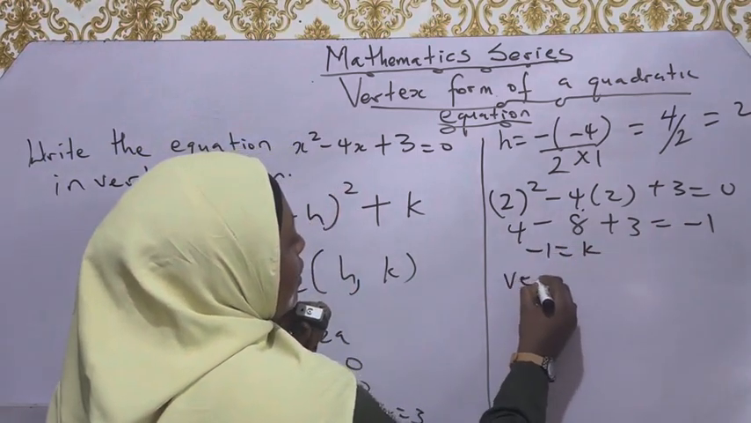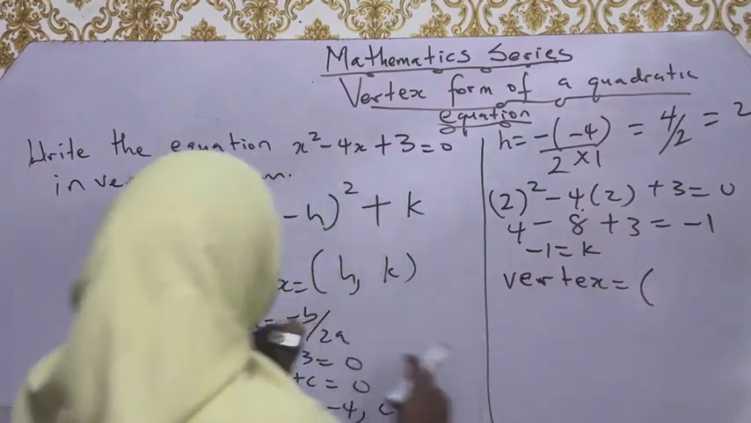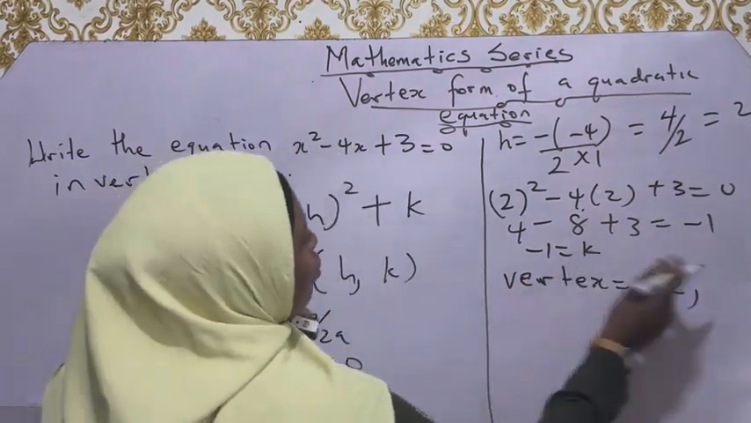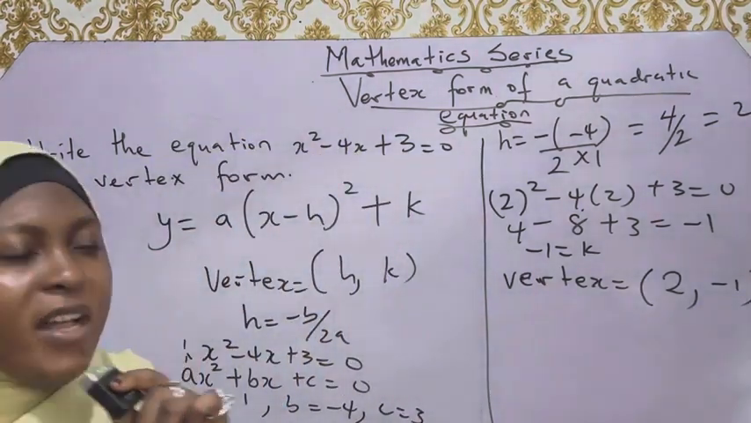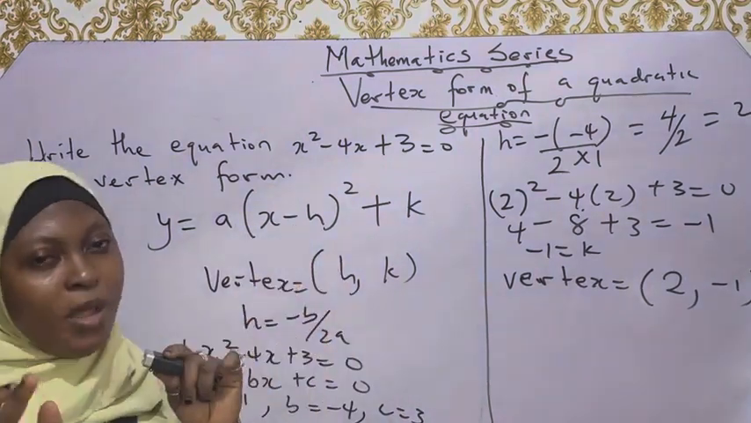So the vertex is equal to (h, k). And h, we got h to be 2. k, we got it to be what? Negative 1. Now, our focus is on the vertex form, which is y equals a into bracket x minus h all squared plus k.